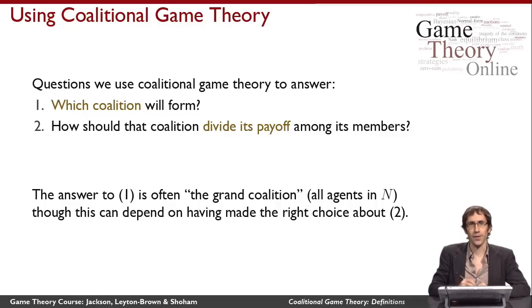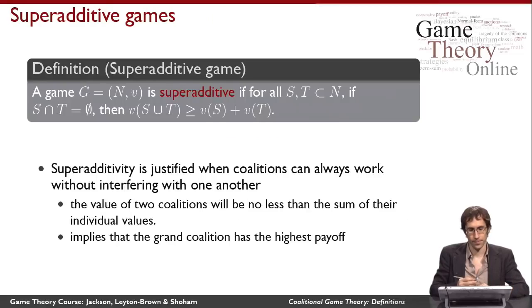Now, we're not going to spend very much effort thinking about the first question. It's usually going to be the case that the answer is the so-called grand coalition, which means everybody. So usually all of the agents will agree to work together. However, sometimes in order to guarantee that this would be true, we have to be careful about thinking about how the coalition will divide its payoffs among its members. In particular, here's a kind of game that helps us to think about the first question.